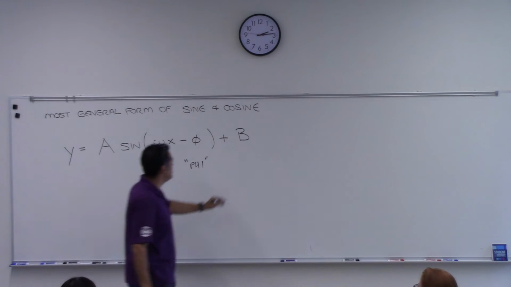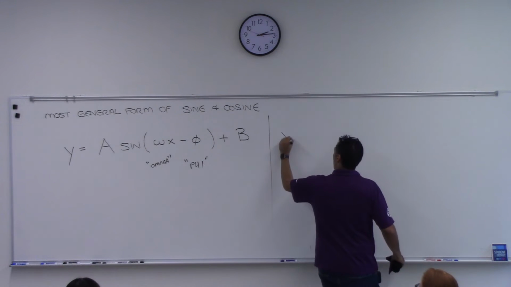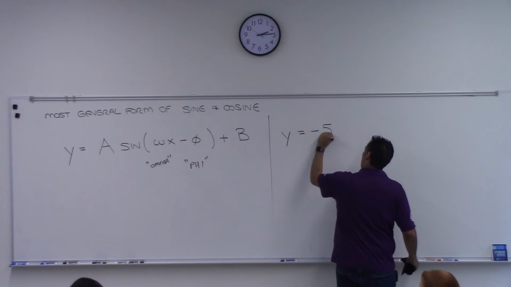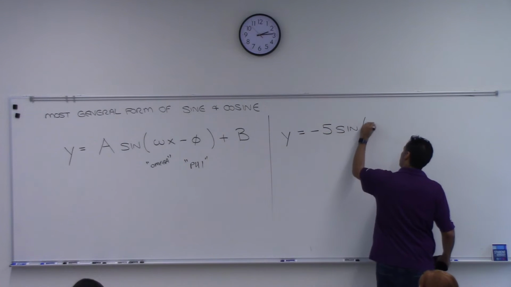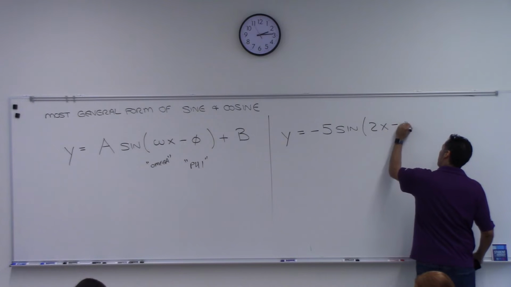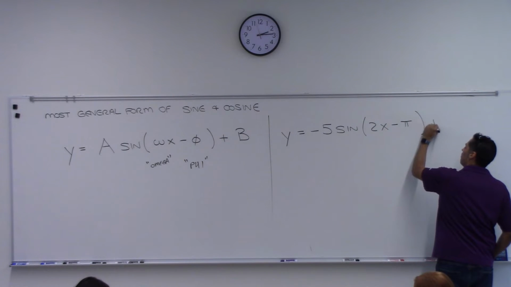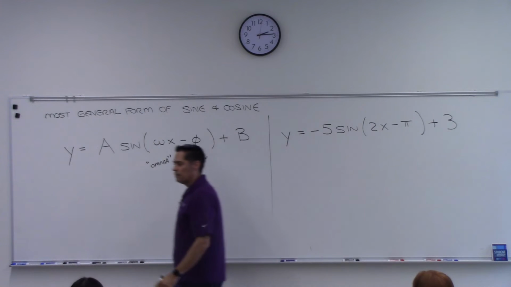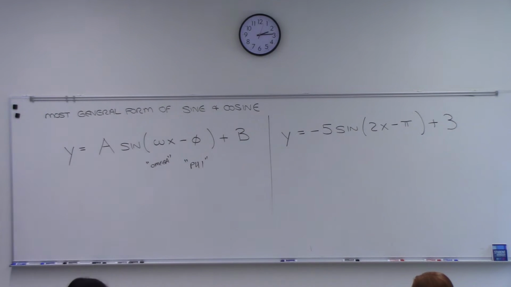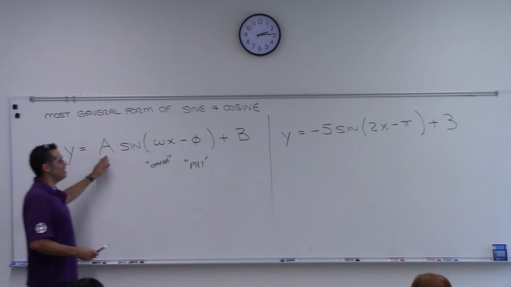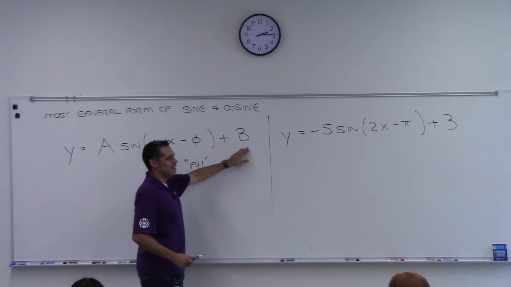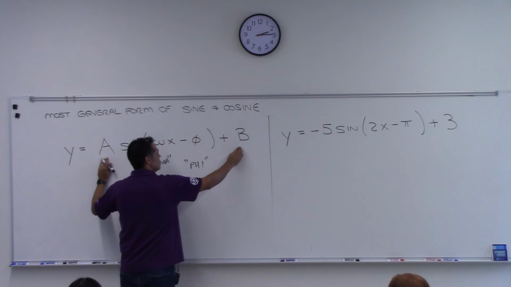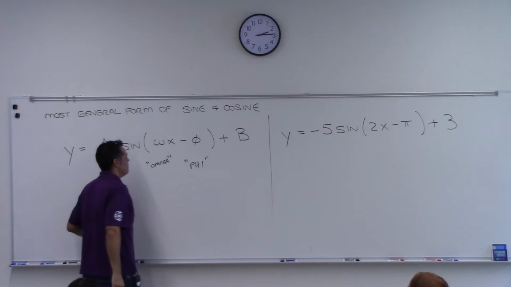Let me give you a specific example next to this. Y equals negative 5 sine of 2x minus pi plus 3. There we go. This is A and this is B. These aren't Greek letters. These are Greek letters.